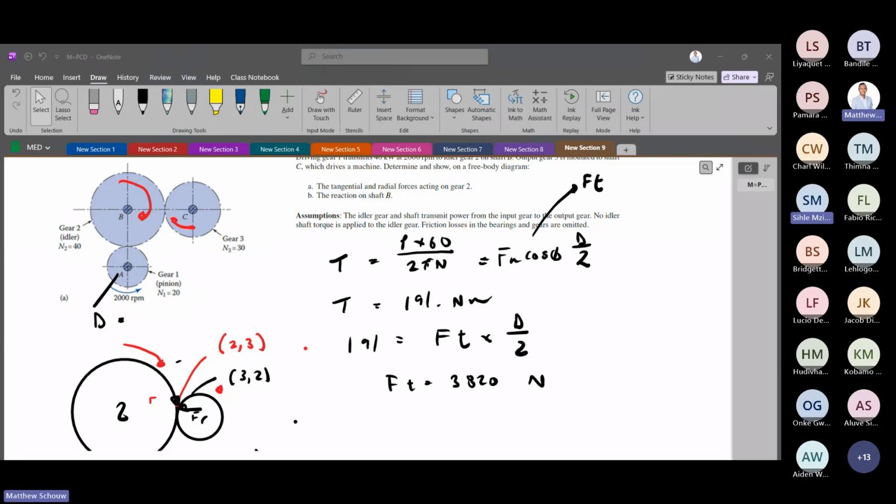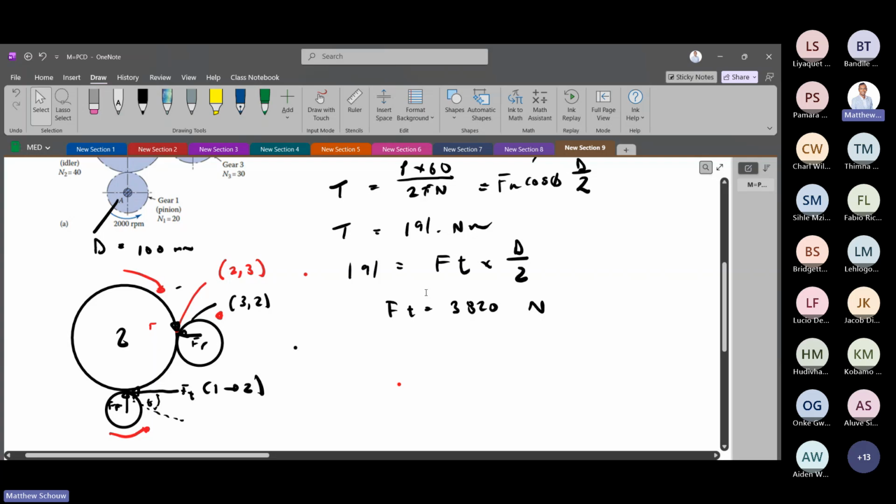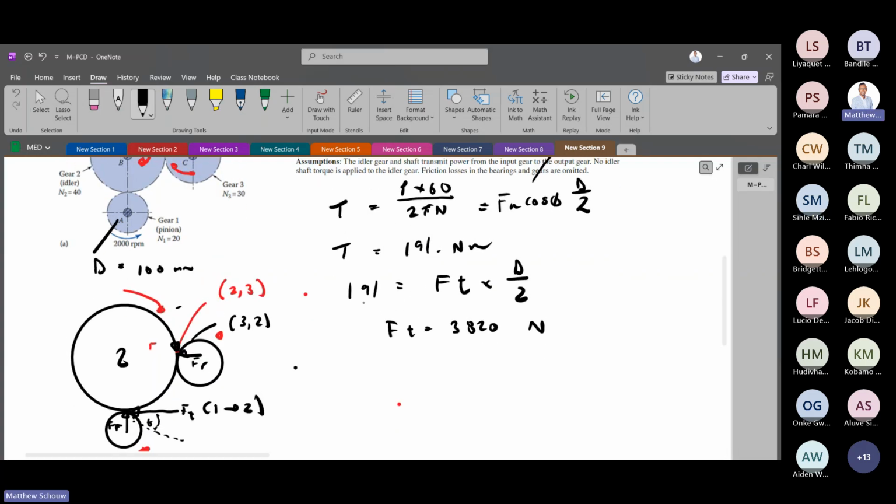A diameter of 100, no? Okay, that's fine. 100 millimeters. 190. That's fine. So that should be 191.0. And then our other force is a radial force, right?